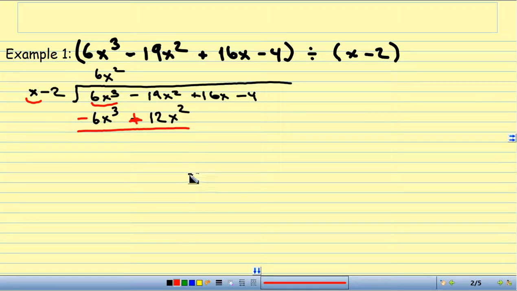And now I add them together. So add vertically, this should cancel out and give me a 0. 6x cubed minus 6x cubed gives me 0. And now I have 19x squared plus 12x squared. Well, that's going to be minus 7x squared. And now I bring down my 16x.